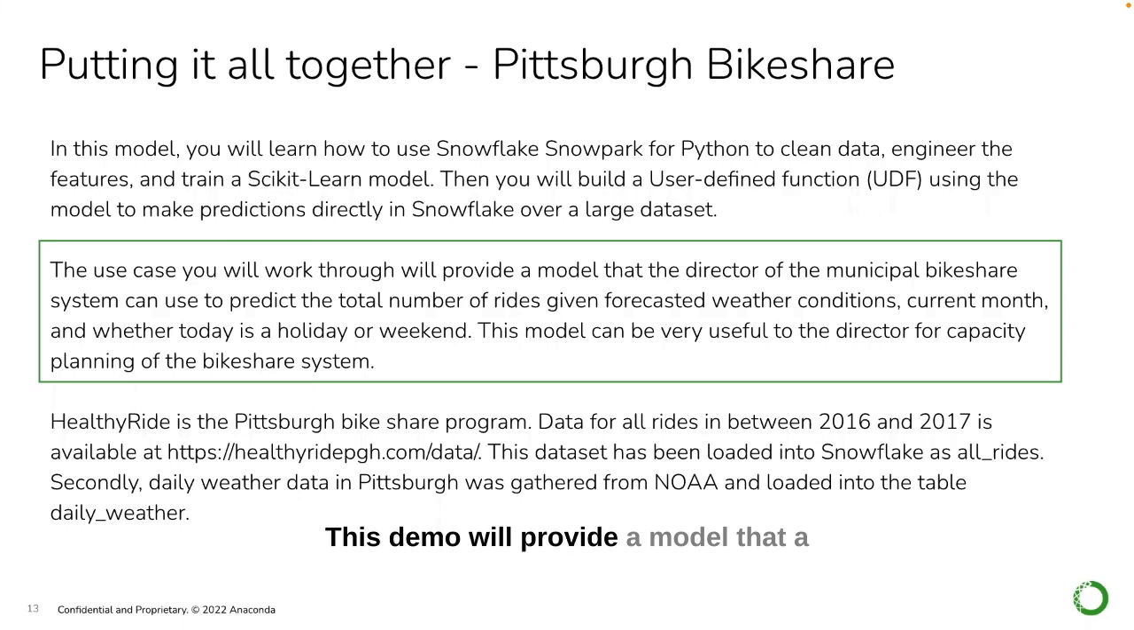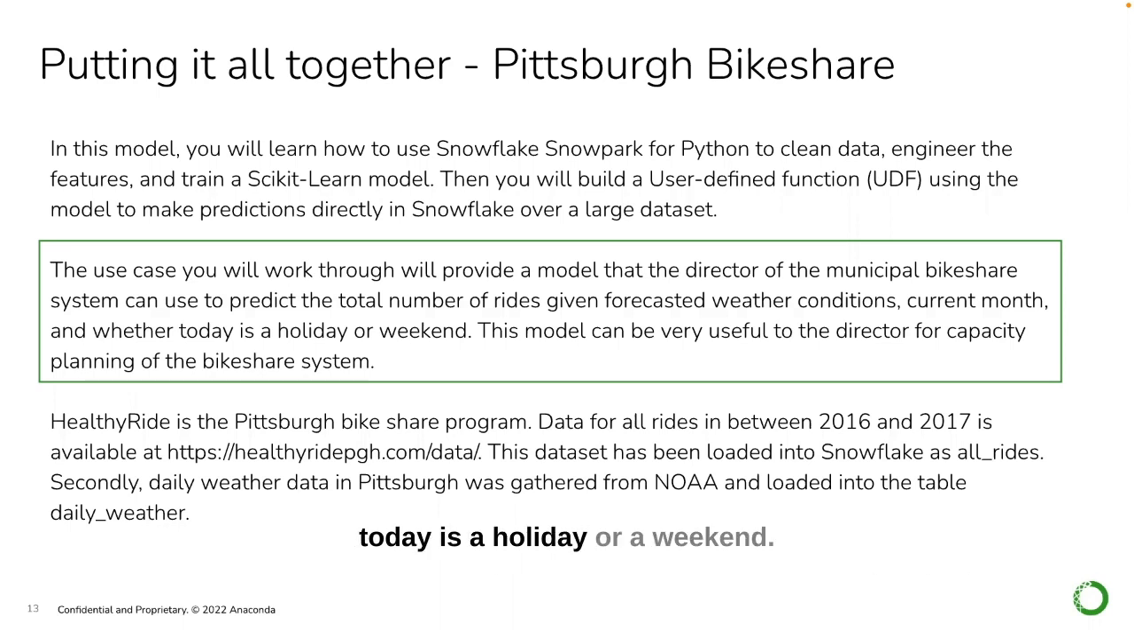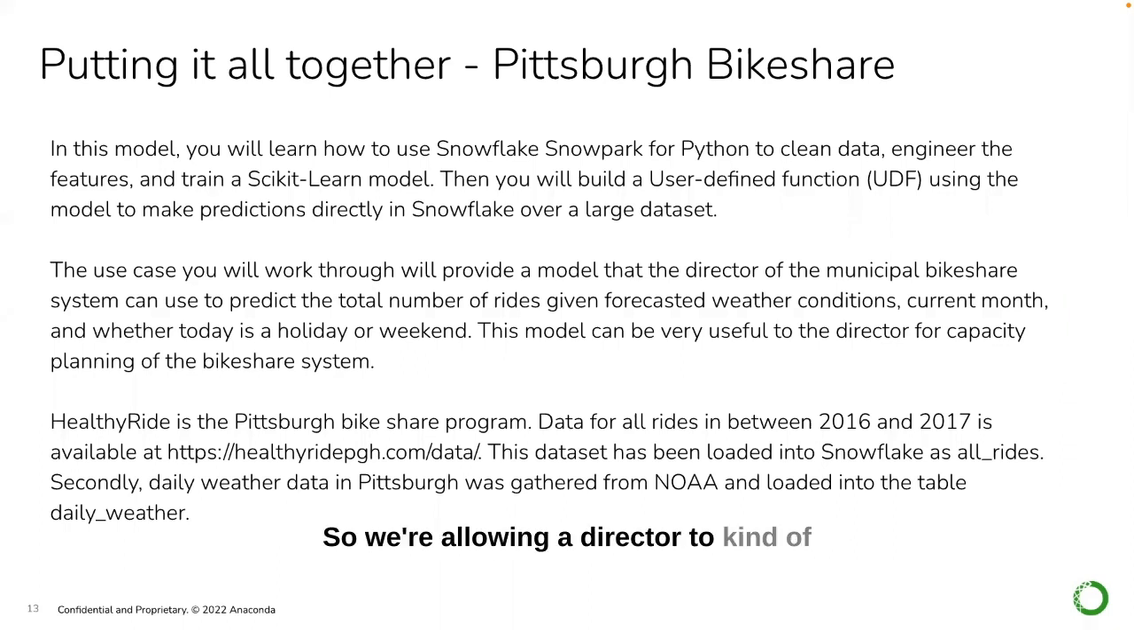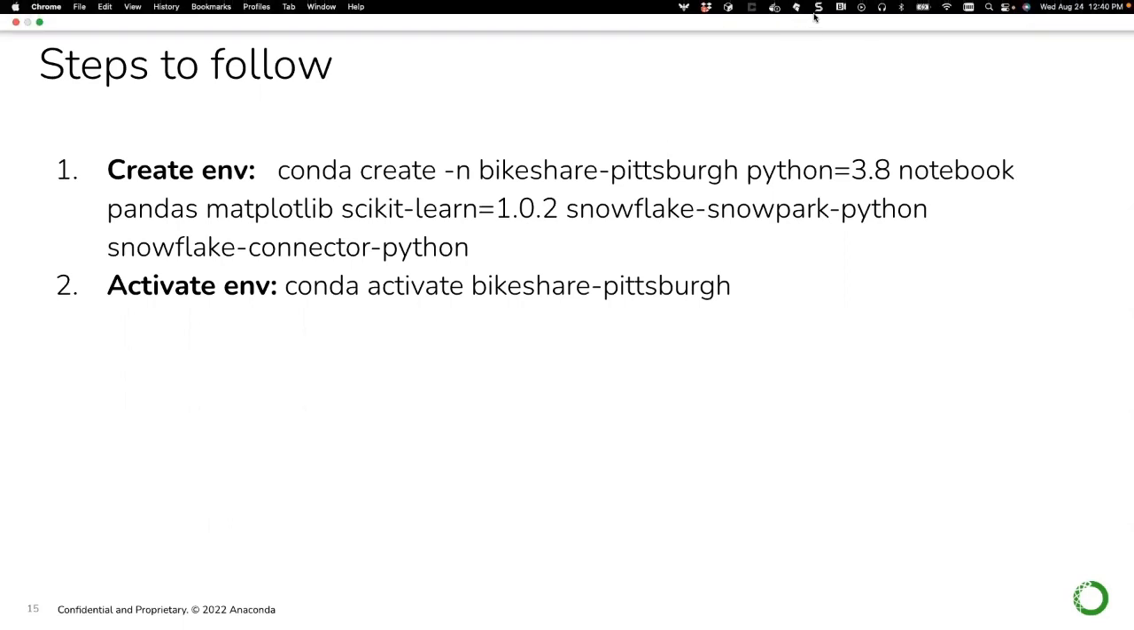This demo will provide a model that a director of a municipal bike share system can use to predict the total number of rides given the forecasted weather conditions, the current month, and whether today is a holiday or a weekend. This model is also very useful for the director to decide the capacity of the bike share system. So we're allowing a director to predict, let's say for Labor Day, what does the weather prediction look like? How many bikes do I need to have, and at what location? Now let's get into our demo.